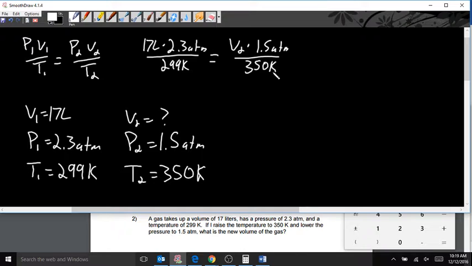All right, so now to get it set up, we just got to do the opposite of what's happening to V2 right now. So the first step, we're being divided by 350 K, so we're going to have to do the opposite of that. And what you do to one side, you have to do to the other. And we're multiplying by 1.5 atmospheres to the V2, so we have to do the opposite of that, which is dividing by 1.5 atmospheres.